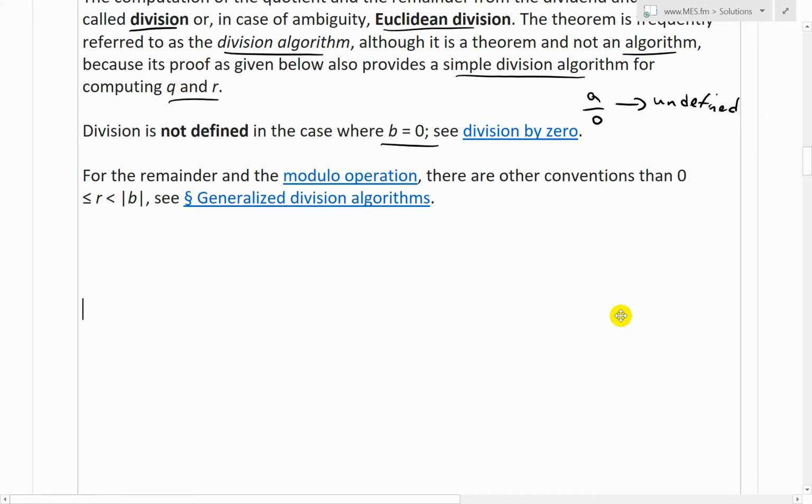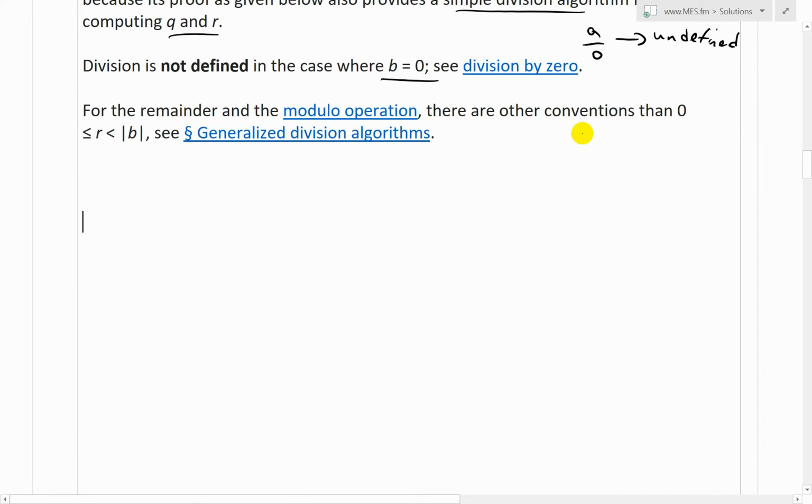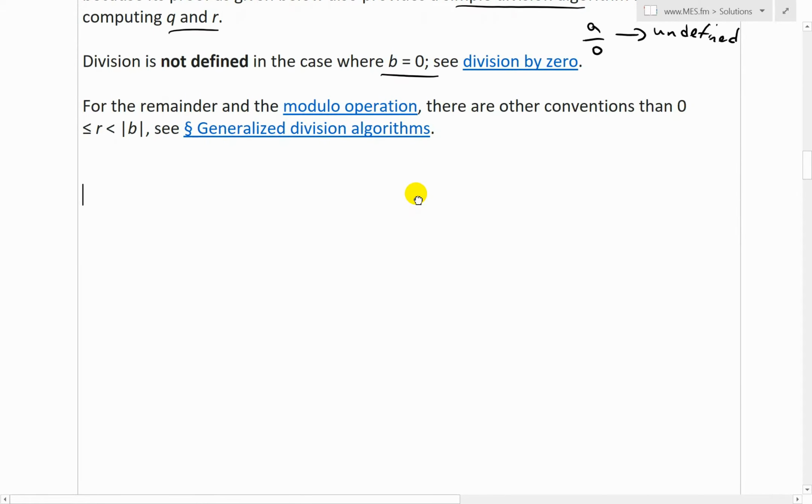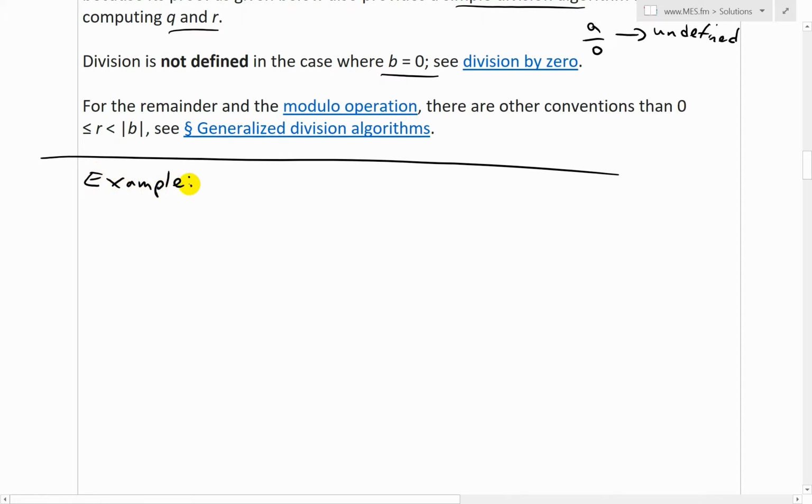Now for the remainder and the modulo operation, there are other conventions than 0 being between r and b. And you can play around with it. You can make r, because r and q are going to be intertwined depending on what q is, as I will illustrate soon. So let's look at this proof. Or even actually, before I get to the proof, I just want to go with some more examples. Let's put an example here just to give you an illustration of how r and q are intertwined.